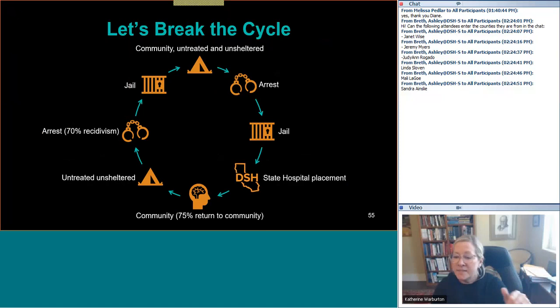Yes, DSH is the only place in this cycle where they have a constitutional right to treatment, which is why they're all on a waiting list, waiting to come into us. But the hospitalization that we provide under this statute does nothing to interrupt this cycle. Next slide, please.